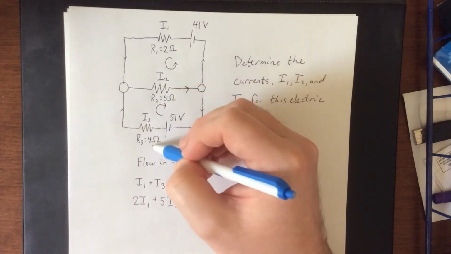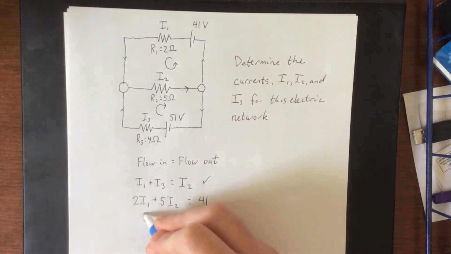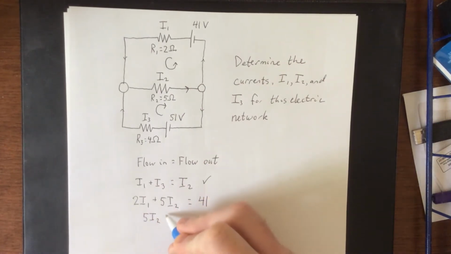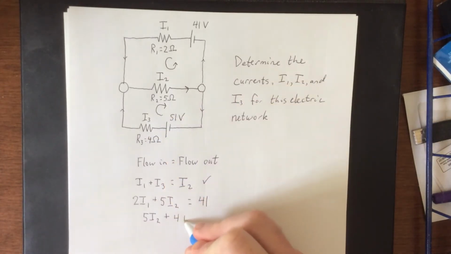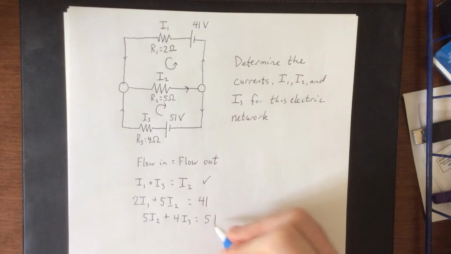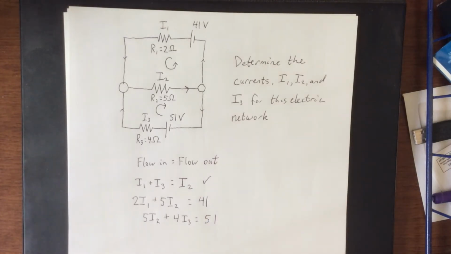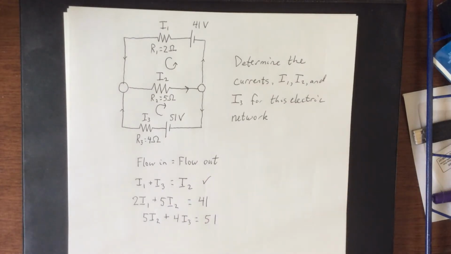For the lower loop, I see once again we have two resistors. Let's start with I2. We'll say 5 times I2 plus the resistance of 4 ohms times I3. That's going to be equal to 51. What we wind up with is this nice little 3x3 system with 3 variables and 3 equations.